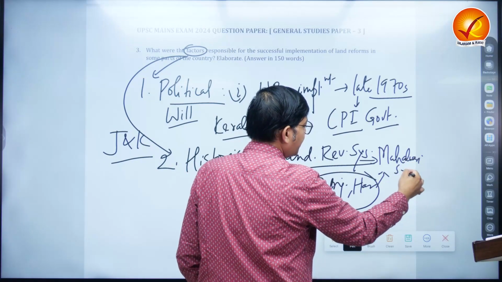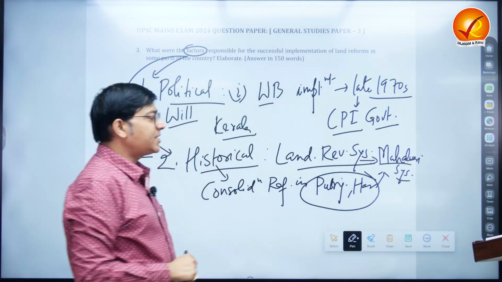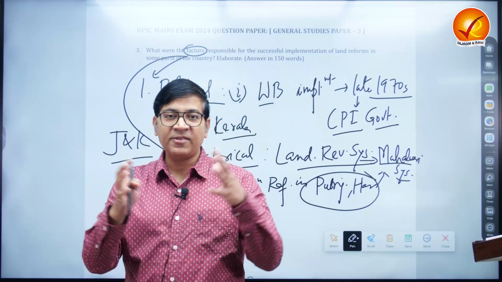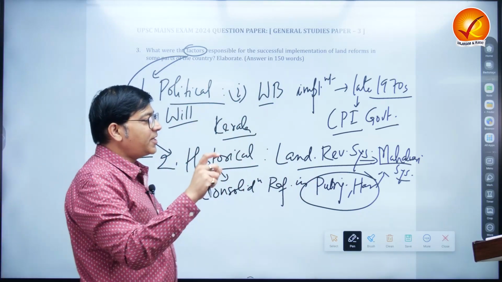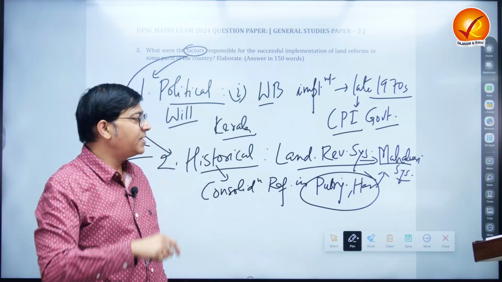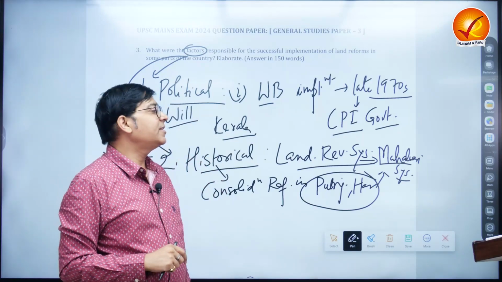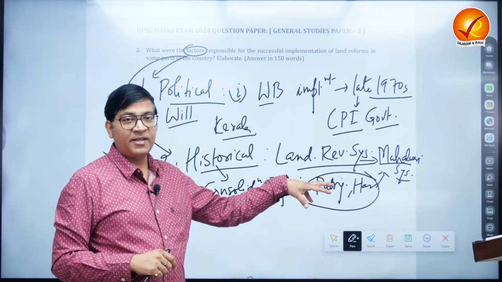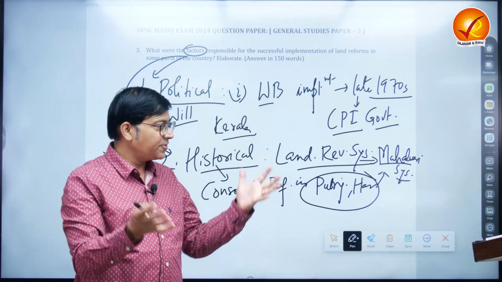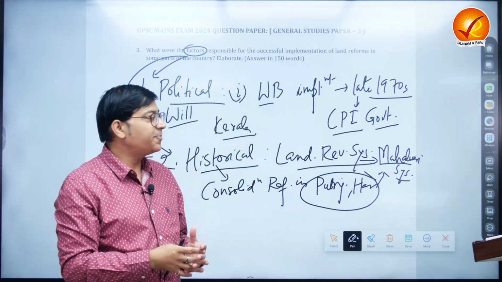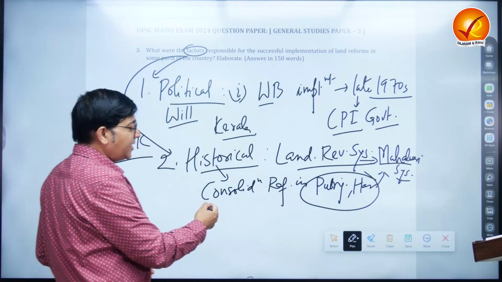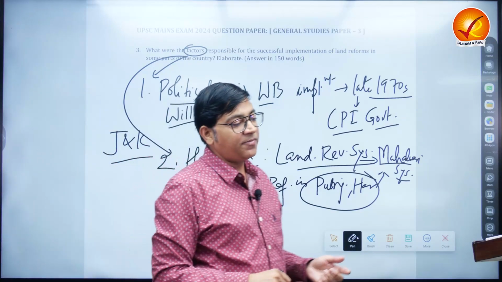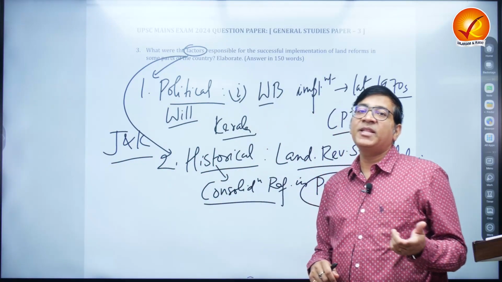If you go through your history syllabus, Mahalwari system means that the land revenue was collected from mahals or the villages as a whole, not from the farmers individually, unlike the Raiyatwadi system, or even the Zamindari system, which was different. Historically, from Punjab, Haryana, etc., the land revenue collected was from a bigger area, the mahals, the group of villages. That is why consolidating land holdings became easier there.